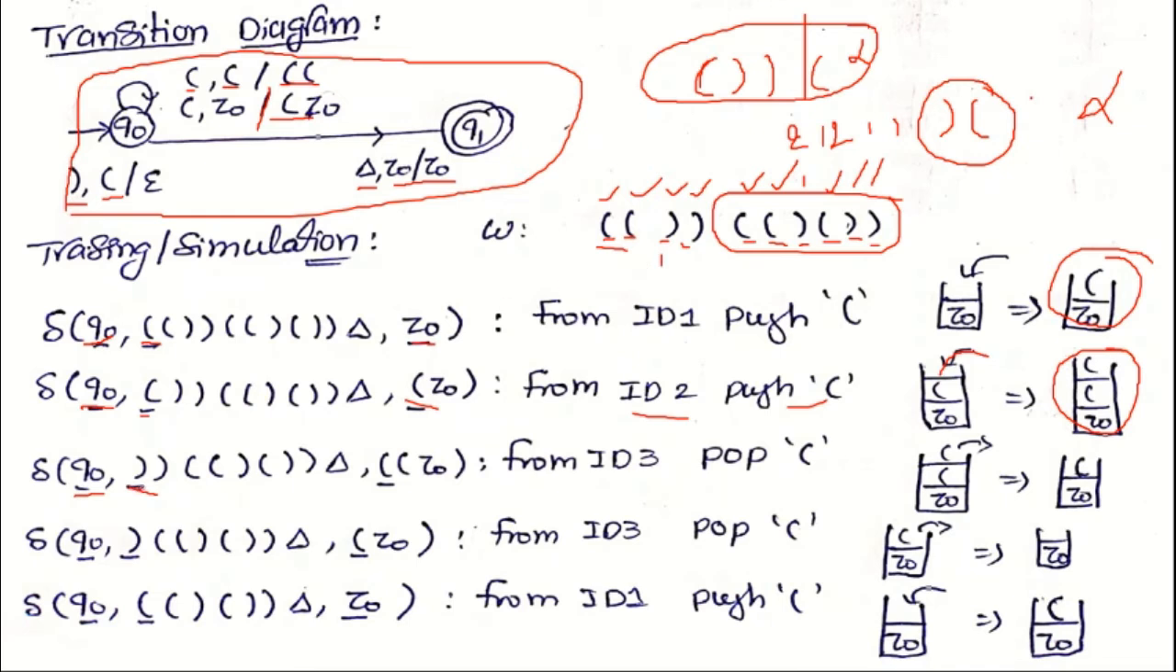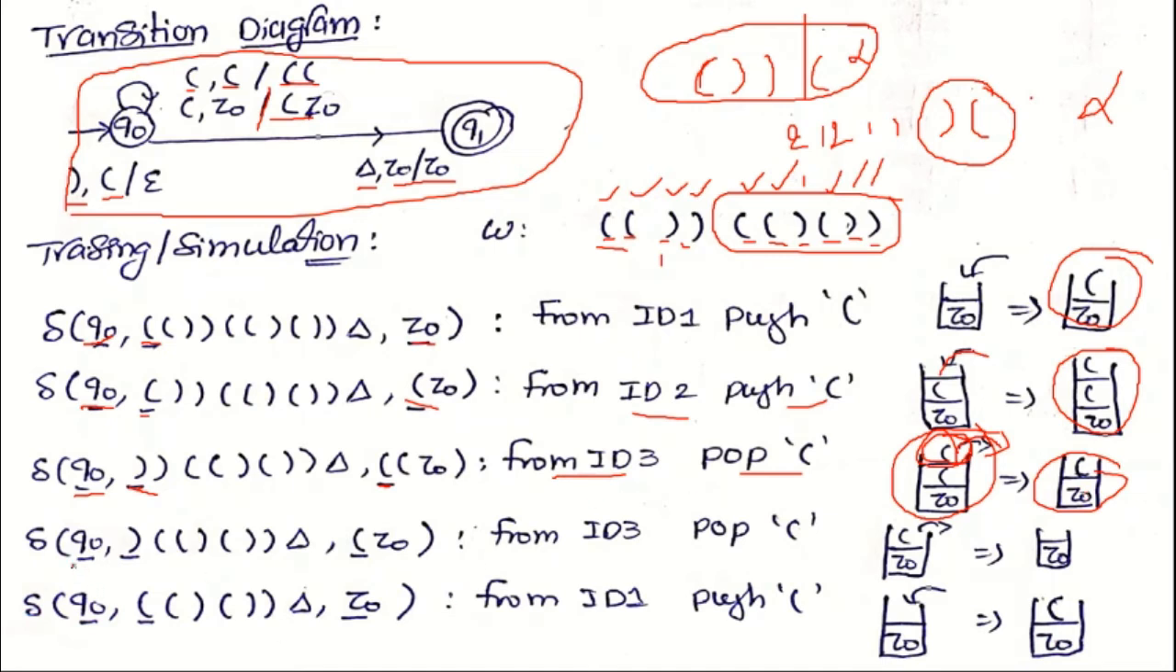So that's why: closed parenthesis input, and top of the stack is open parenthesis. Based on ID3 we perform the pop operation. Before performing the operation, this is the stack. Now we want to pop the top of the stack, so this can be popped from the stack. After performing the pop operation, this is the stack configuration. Then we go to the same state q naught.